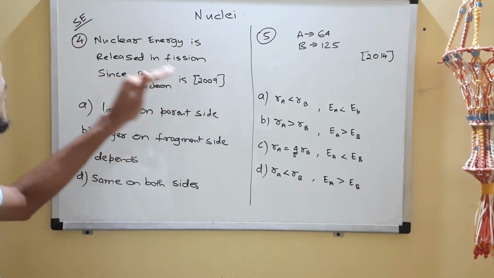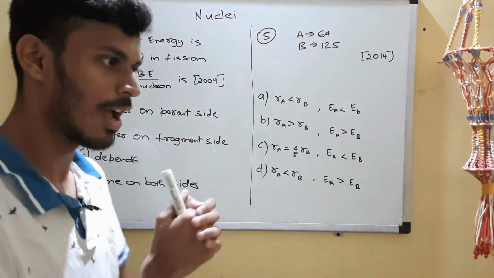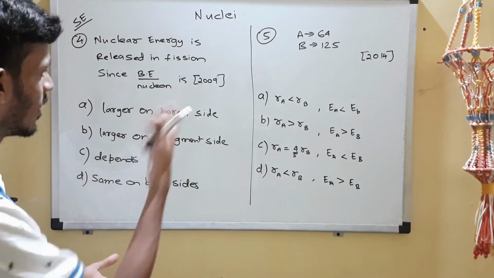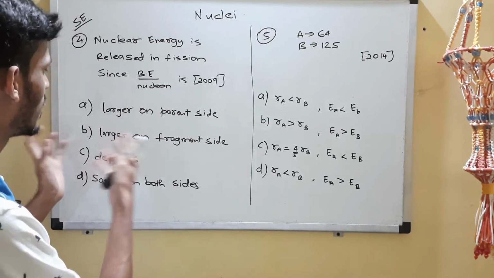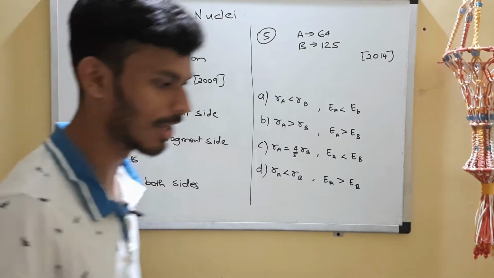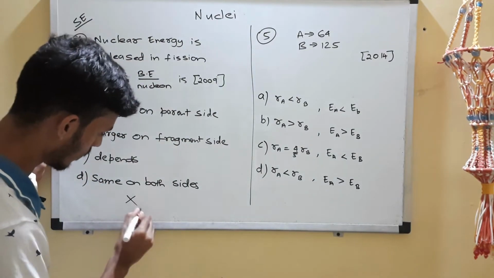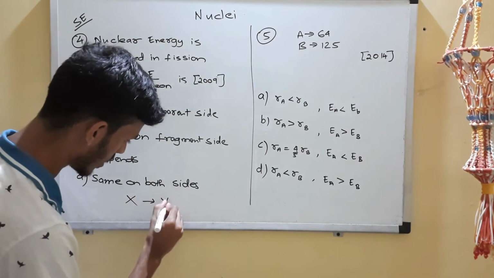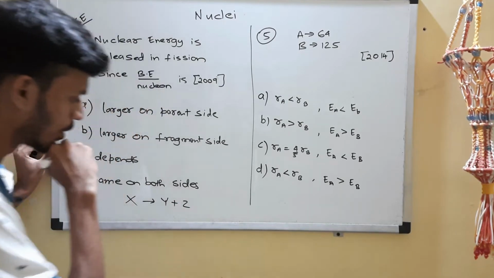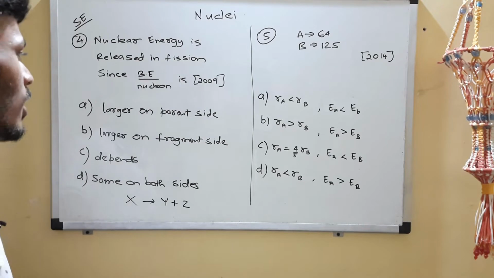Question 4, from 2009: nuclear energy is released in nuclear fission since binding energy per nucleon is, okay, is it larger on the parent side, larger on the fragment side, depends, or same on both sides. Now if you see a basic nuclear reaction, we'll just write it this way: X decays into Y plus Z. So you are supposed to tell where the binding energy per nucleon is greater.